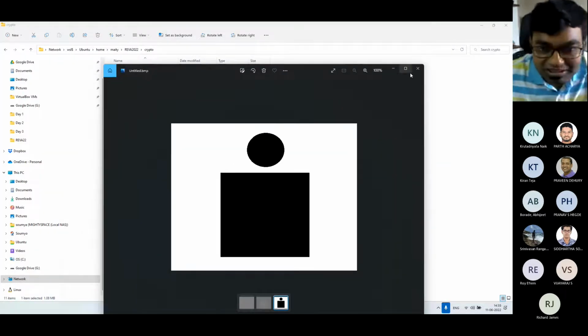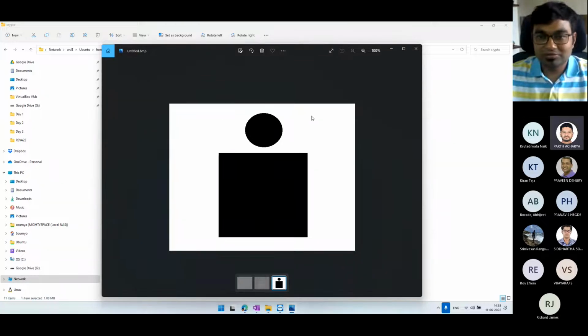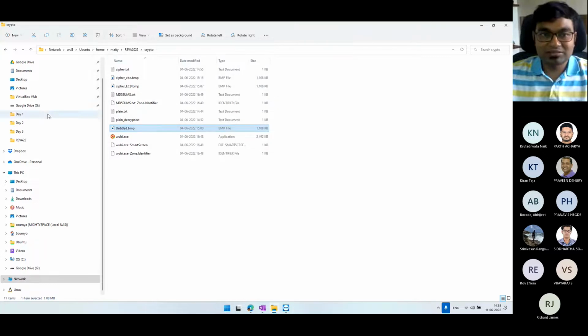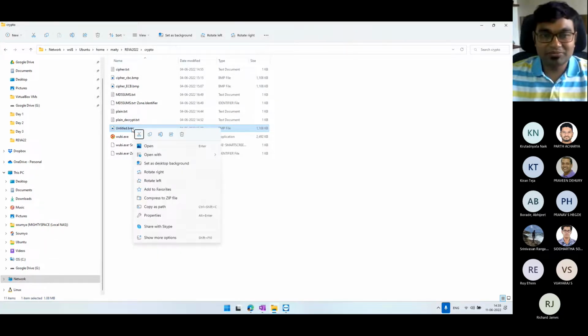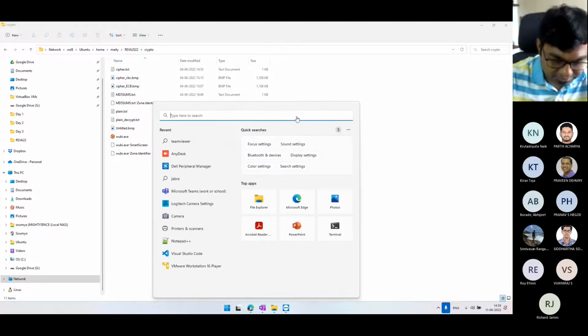You remember we created this picture while we were discussing cipher block chaining and electronic code book. Okay, so this is just a BMP file. Now let me open this file in a hexadecimal editor.